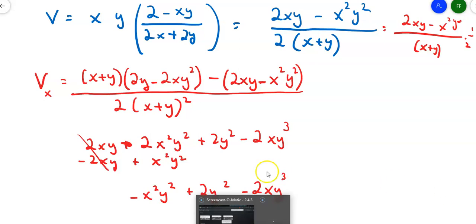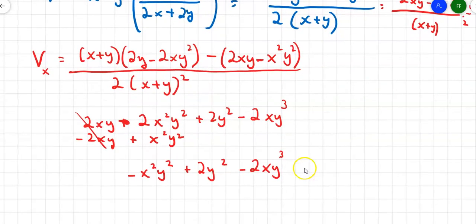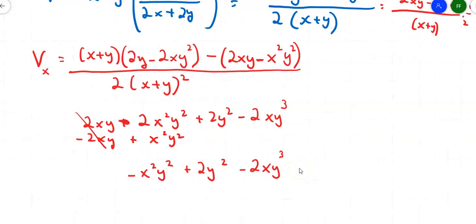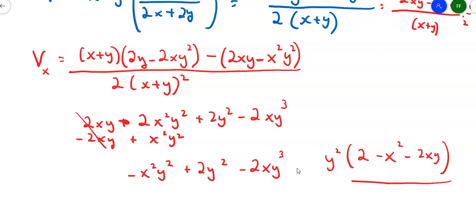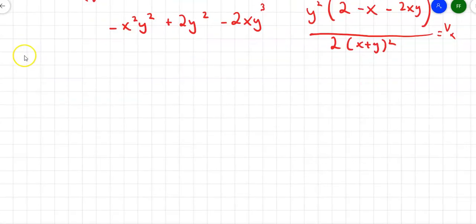Simplify that. Pull out a y squared, and you'll end up with a y squared times 2 minus x squared, I just switched the order, minus 2xy over 2x plus y squared. That's the partial derivative of v with respect to x. Now do the partial v with respect to y.